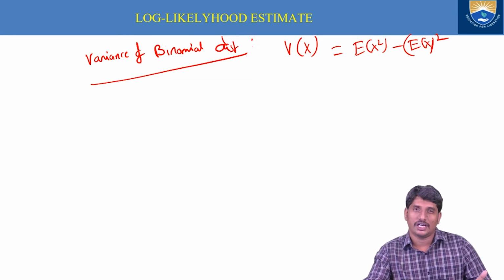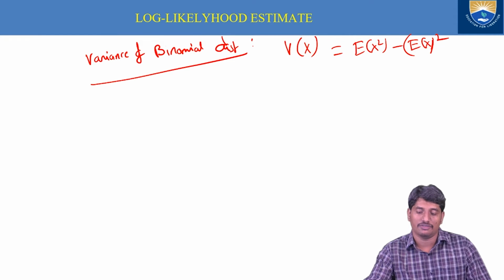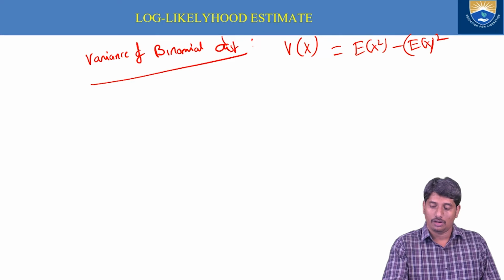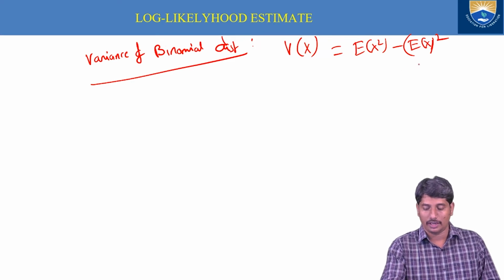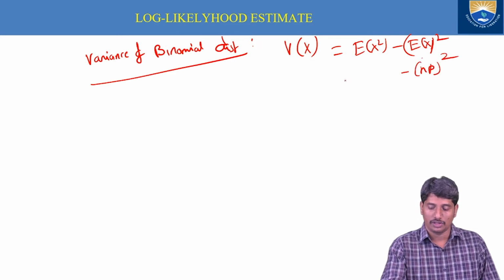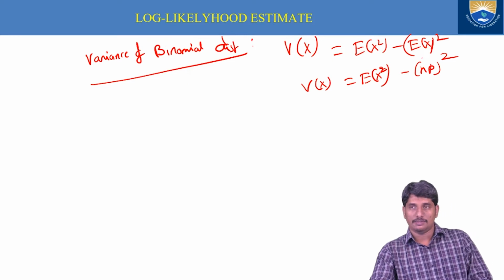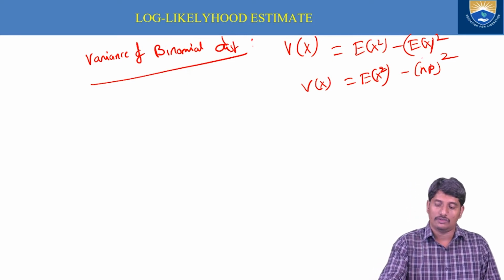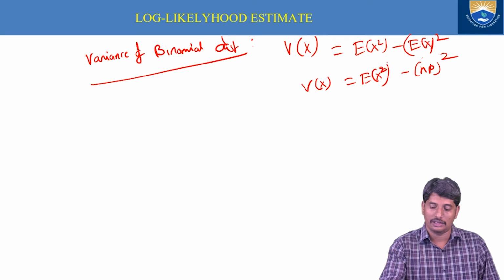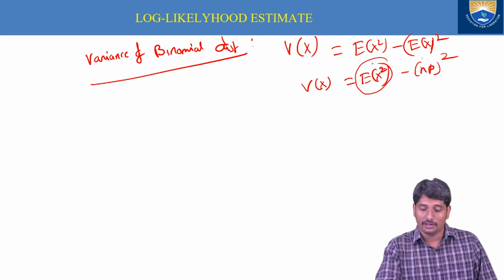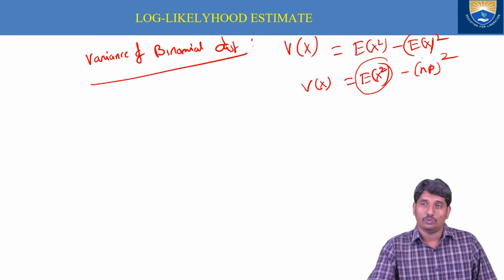That is, if x is a random variable, V of x will be E of x square minus E of x whole square. Okay, now just now we calculated E of x, that is the mean, as np, so it becomes np whole square. So V of x becomes E of x square minus np whole square. Now our interest is to calculate E of x square. If we calculate E of x square, we will know V of x.